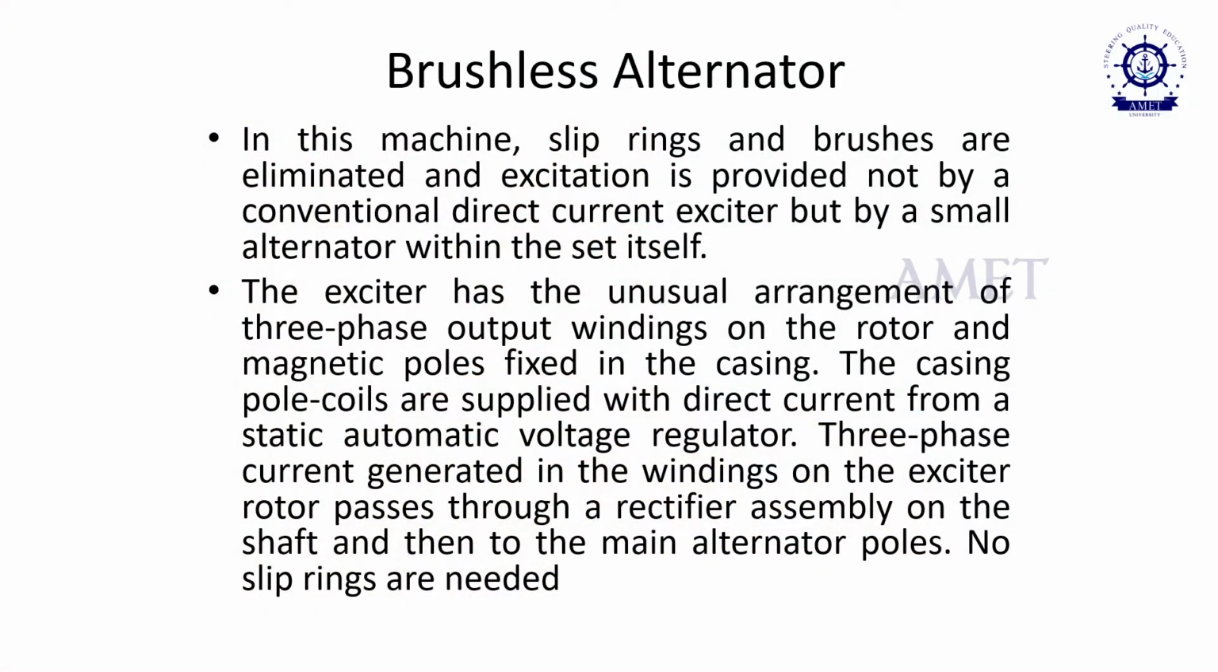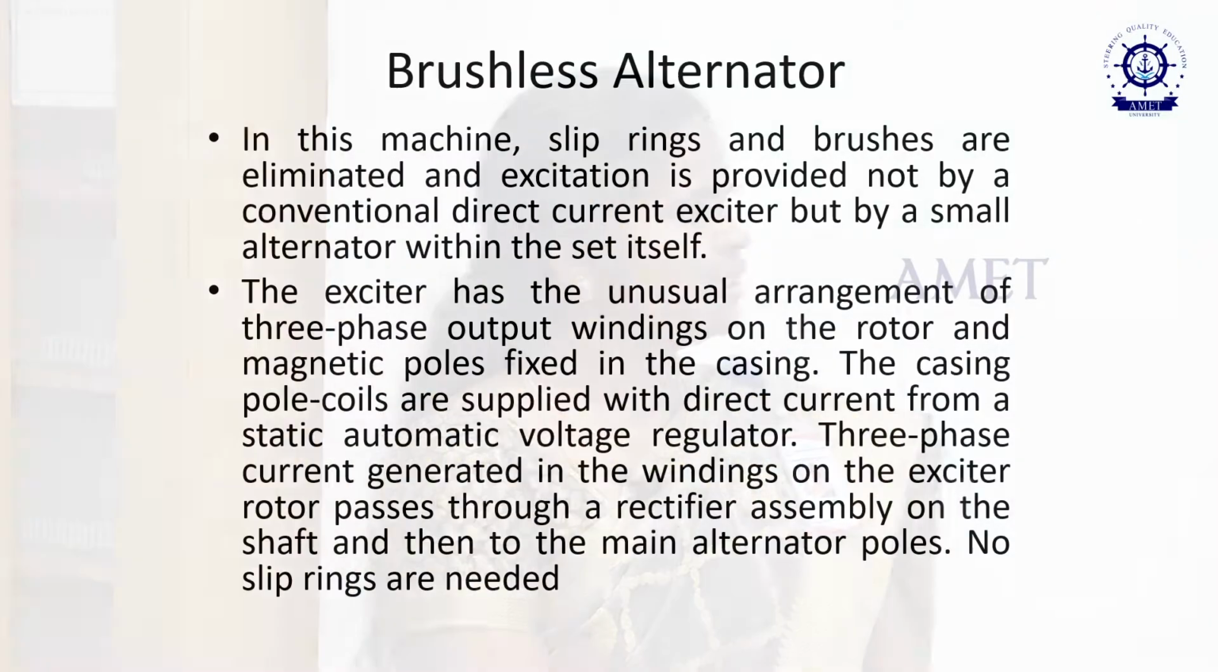Another type is the brushless alternator. So far we have discussed the usual alternator, which has a stationary armature and a rotor whose field winding is excited by the DC supply. The next one is the brushless alternator. As the name implies, it does not have any brushes. Brushes and slip rings are eliminated in the brushless alternator, whereas usually in an alternator the field windings are excited by the DC supply.